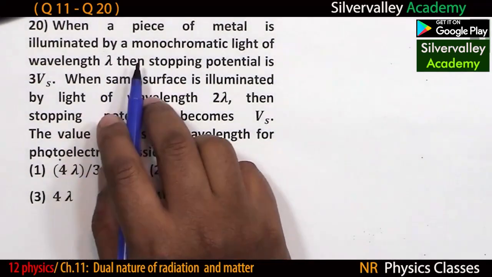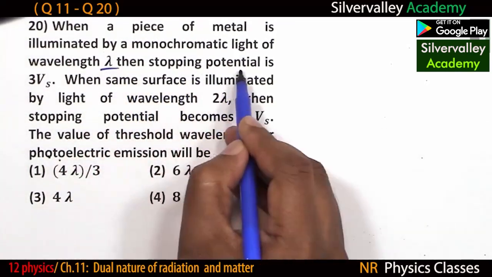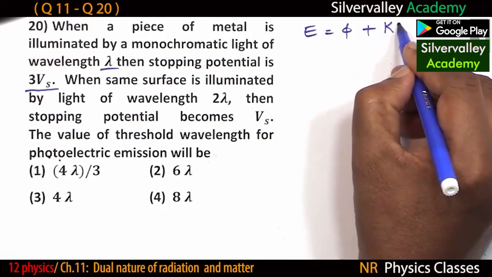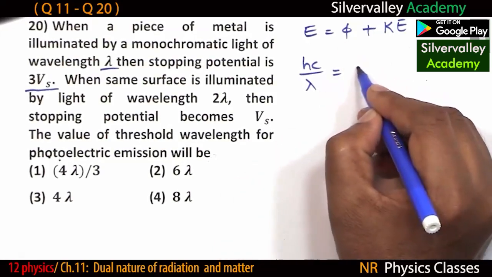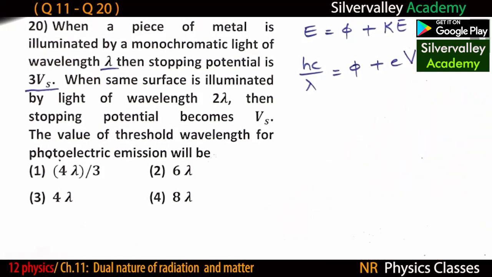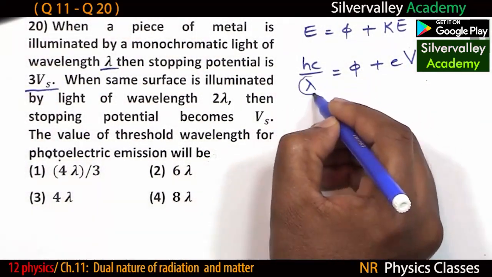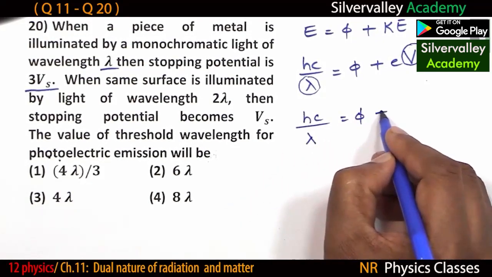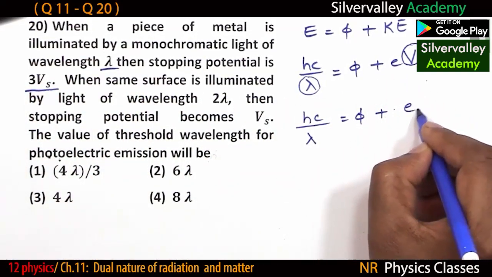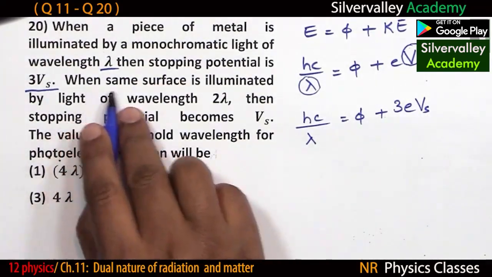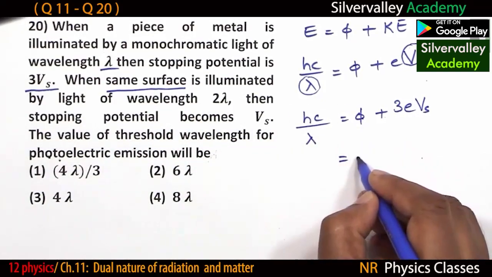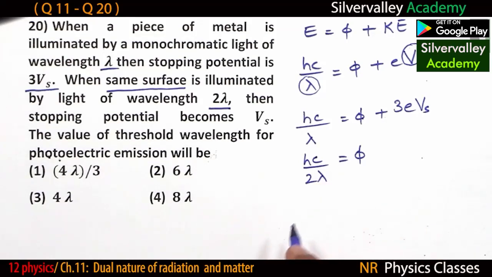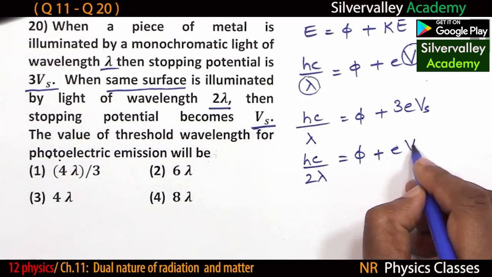When a piece of metal is illuminated by a monochromatic light of wavelength lambda, stopping potential is 3 Vs. So E equal to phi plus kinetic energy. This is hc by lambda equals phi plus charge times stopping potential. So this equation has lambda as well as stopping potential: hc by lambda, stopping potential is 3 times Vs, so e into 3 times Vs. When same surface means same work function, illuminated by light of wavelength 2 lambda, hc by 2 lambda, stopping potential becomes Vs. So it is eVs.